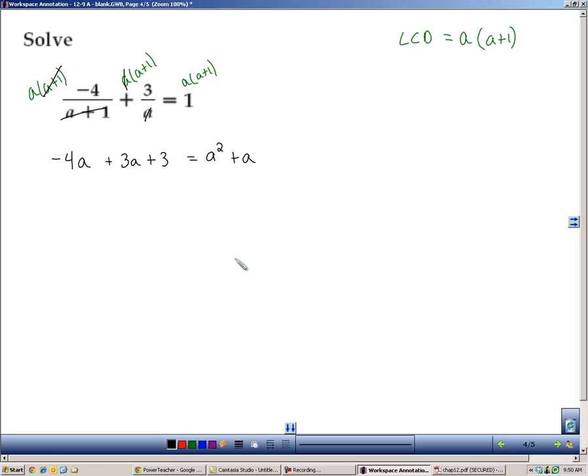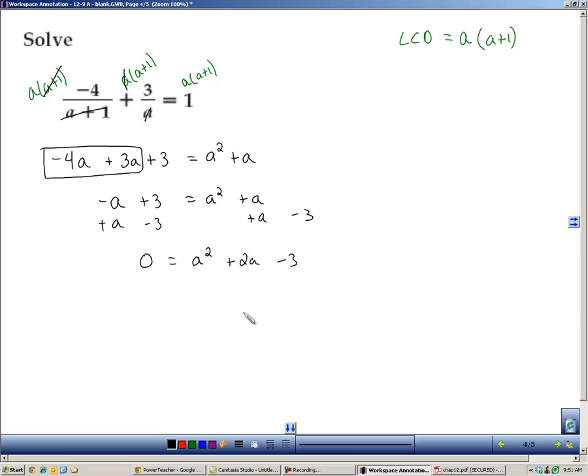So I not only got rid of the fractions, I distributed where necessary, and it made my equation a lot simpler because it doesn't have fractions. Like terms on the same side here, so negative a plus 3 equals a squared plus a. Now I see this a squared here, which means I'm probably going to have either a binomial or a trinomial. So I'm going to bring everything over by adding a and subtracting 3, setting it equal to 0. So a squared plus 2a minus 3. There's that trinomial I was expecting.